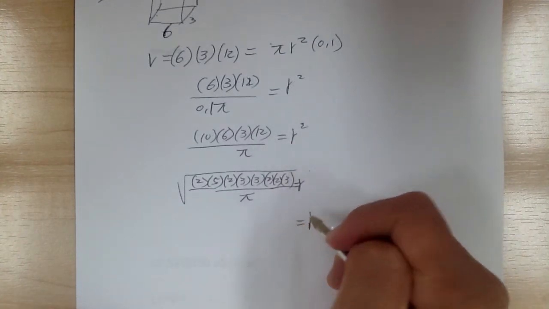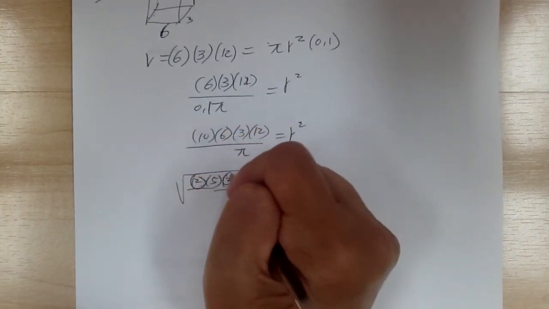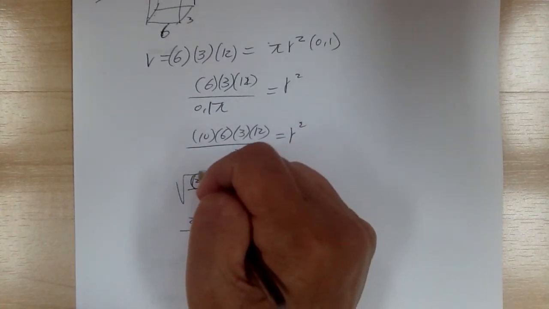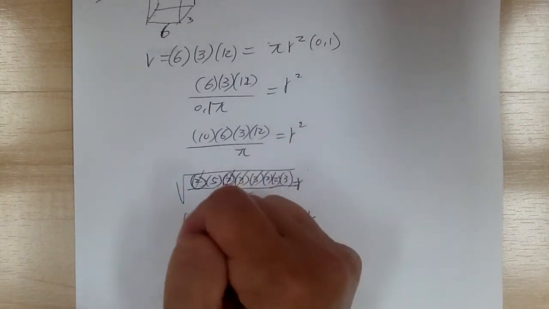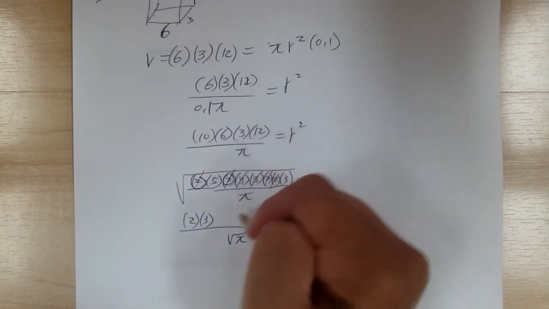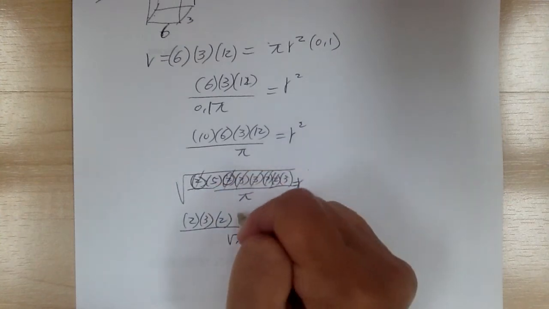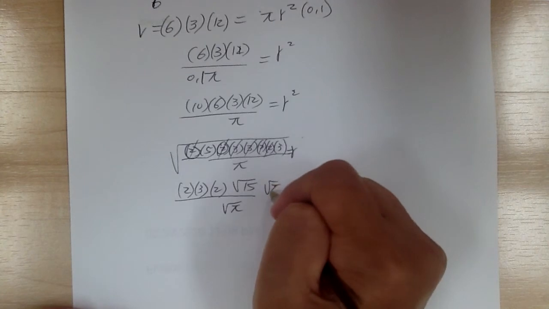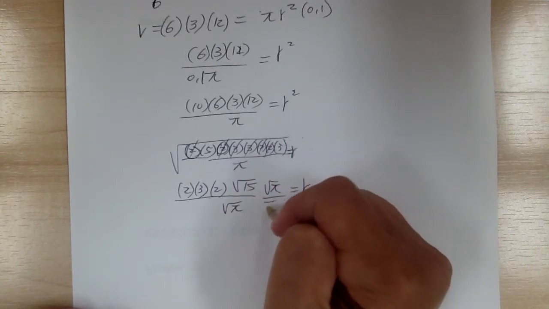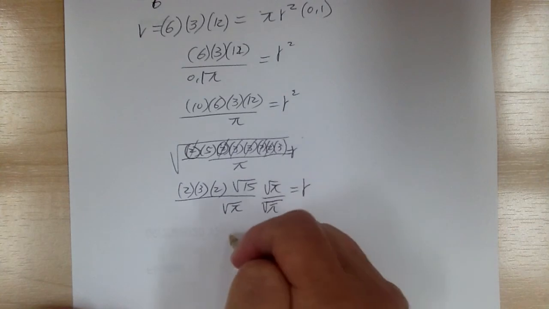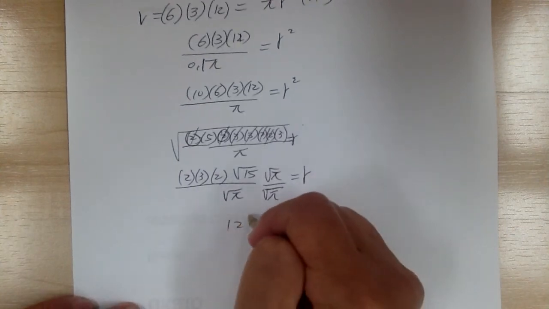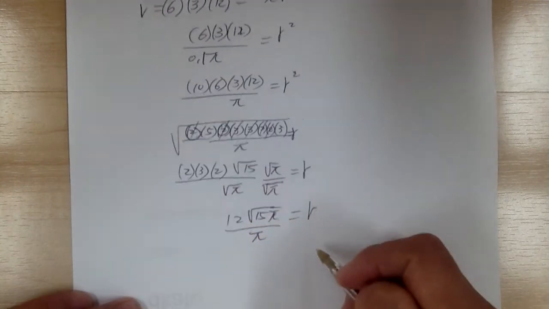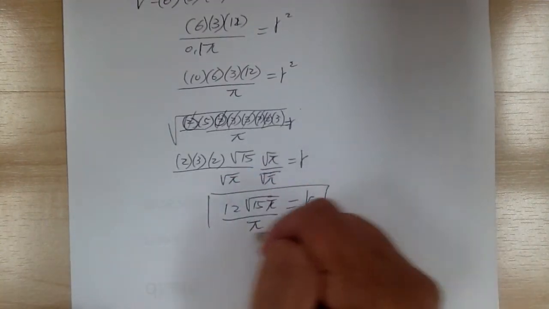Okay, so r equals, this one and this one can come out, 3 and 3 can come out, and 2 and 2 can come out, and the leftover will be square root of 15. So r equals, and you can simplify by multiplying by square root of pi over square root of pi. So you're going to end up with 12 square root of 15 pi over pi. Okay, and that's it.